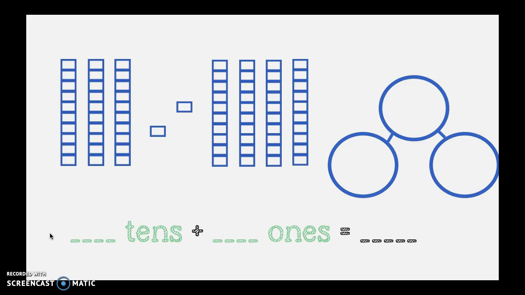All right, so you should have a number sentence, the say 10 way, and then the number bond all filled in with the different parts.